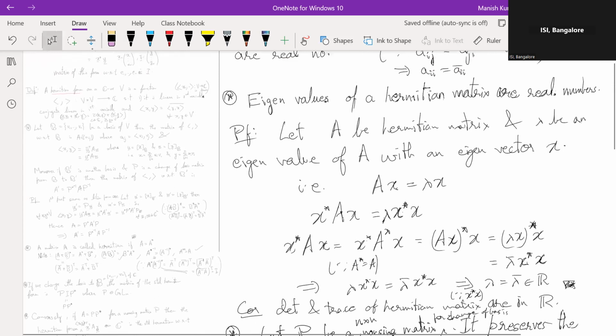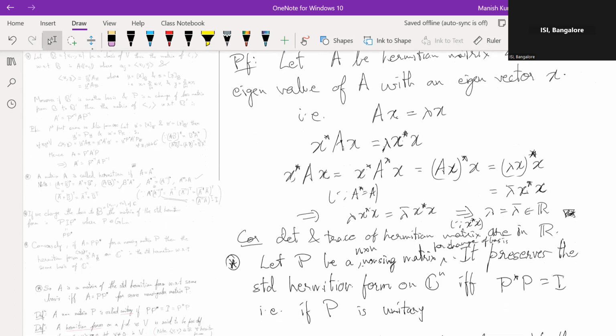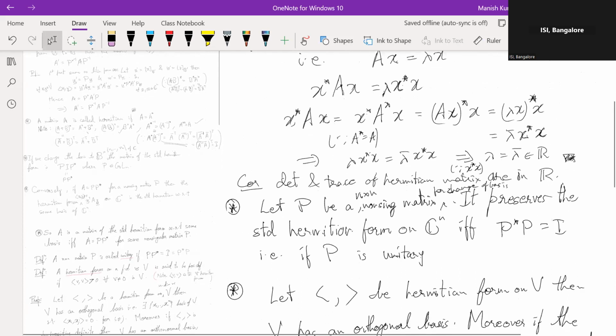Where is this? Yeah. So the change of basis changes the matrix of this Hermitian form with respect to the new basis to just P star inverse A P inverse. So if that is also identity, that means P star inverse P inverse is identity, which is the same as saying P star P is identity. So again, you use this moreover thing on the left. In other words, this is the definition of unitary. So unitary matrices preserve this standard Hermitian form.